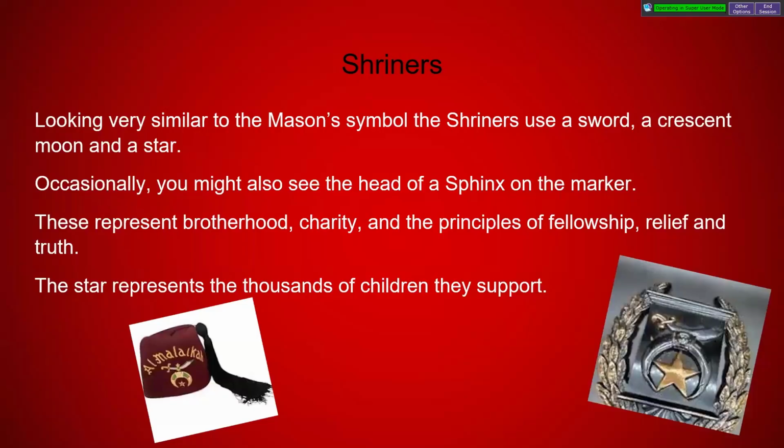The Shriners, everyone knows the Shriners. You've seen them in the parade and their little bikes. If you look at the symbol on the right, it looks a little bit similar to the Mason, except they use a crescent moon and a star. You could see the head of a sphinx on the marker. It represents brotherhood, charity, principles of fellowship, relief and truth. It also represents the thousands of children that they support.